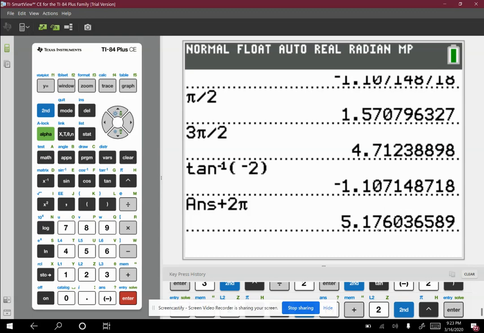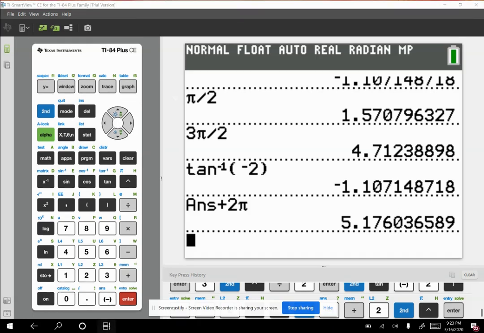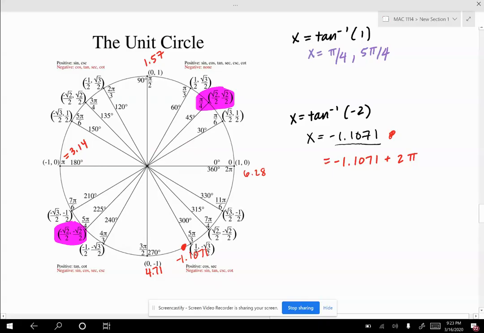So I get 5.178. I'm going to round it to the nearest second decimal. The 6 next to it is going to round it up. So that's going to be my answer in a positive direction. That's the one that I want. So 5.18. That gives me x equals 5.18.